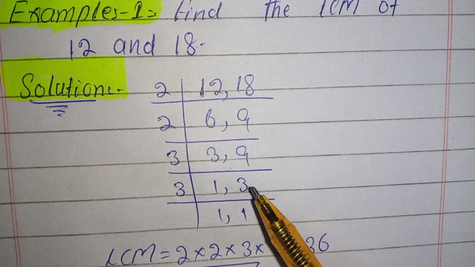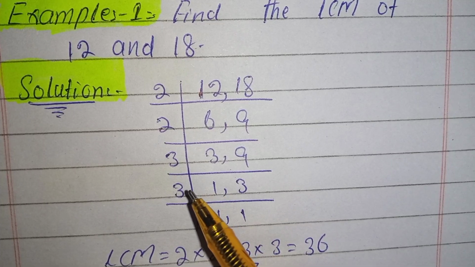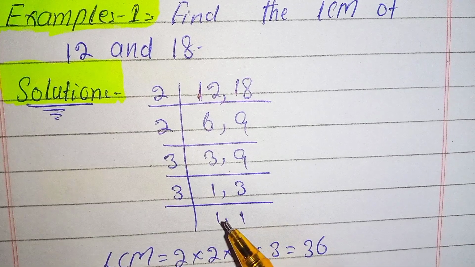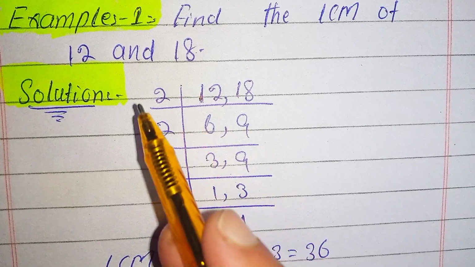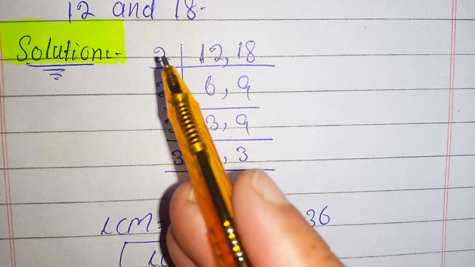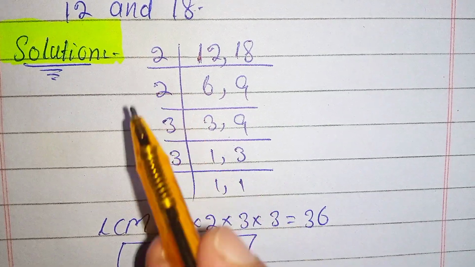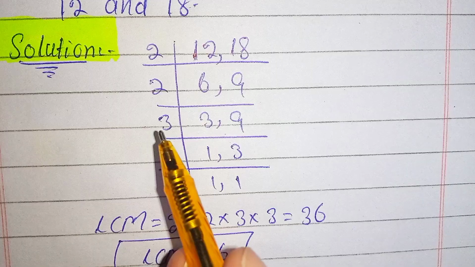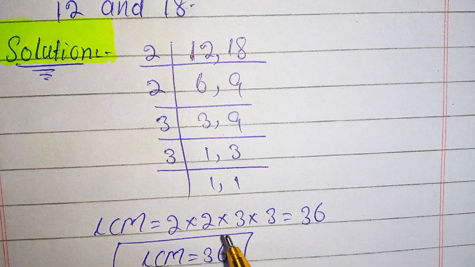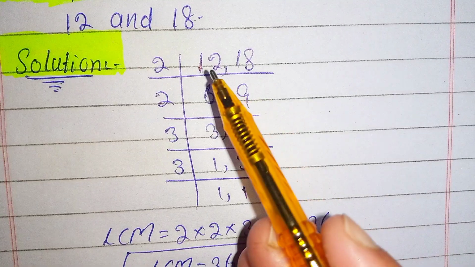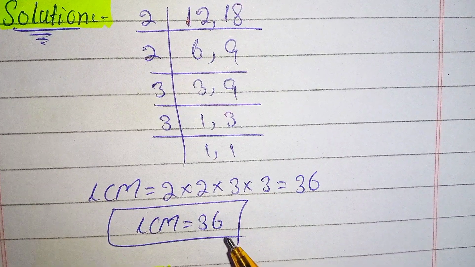Now again 3 is divisible by 3 and 1 is not divisible by 3. So 3 divided by 3 is 1, and we bring down the 1 as it is. Now these are the prime numbers, and I have to multiply them to get the LCM. So the LCM is equal to 2 times 2 times 3 times 3, which is equal to 36. So the LCM of 12 and 18 is equal to 36.